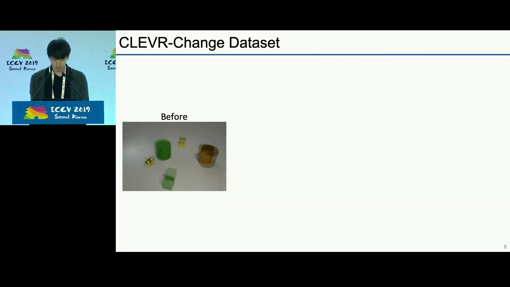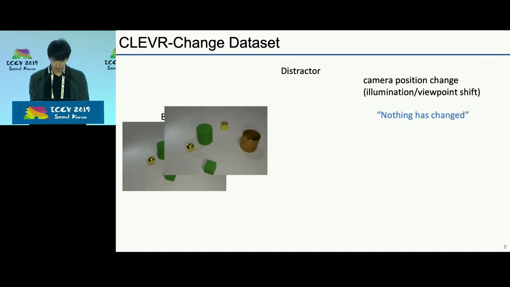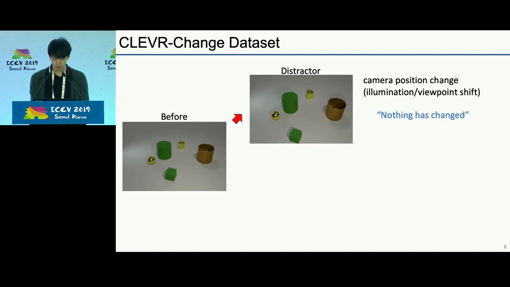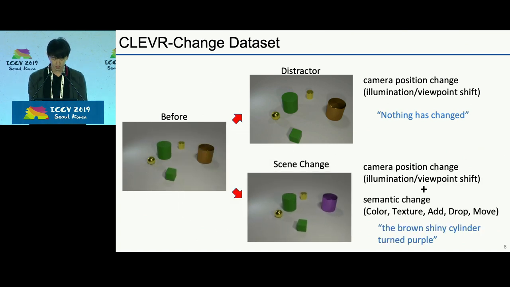Here's an example of a distractor where the only difference between the before and after image is the camera position. Below is an example of scene change where, in addition to camera position change, a semantically meaningful change is introduced. There are five possible semantic change types, each related to object color, texture, object being added, removed, or placed in a different location.